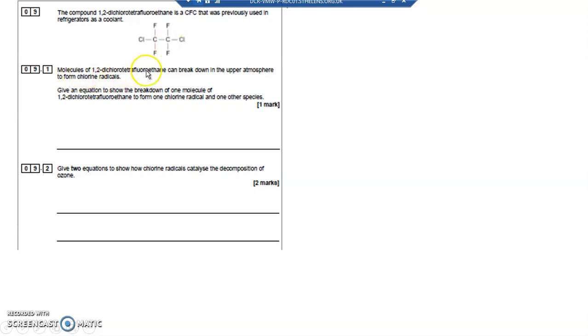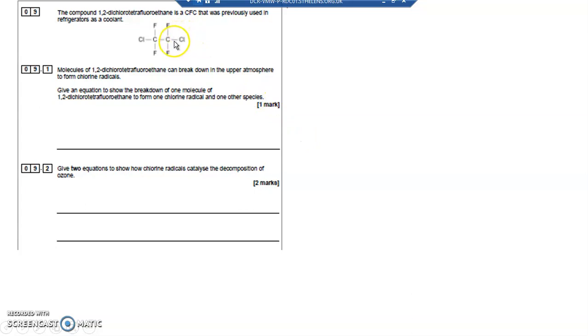Molecules of 1,2-dichlorotetrafluoroethane can break down in the upper atmosphere to form chlorine radicals. It's where there's ultraviolet light in the upper atmosphere. Give an equation to show the breakdown of one molecule of 1,2-dichlorotetrafluoroethane to form one chlorine radical and one other species.